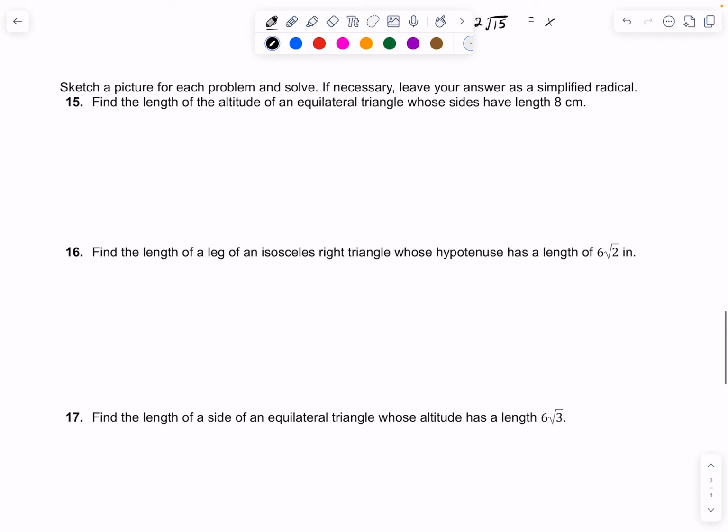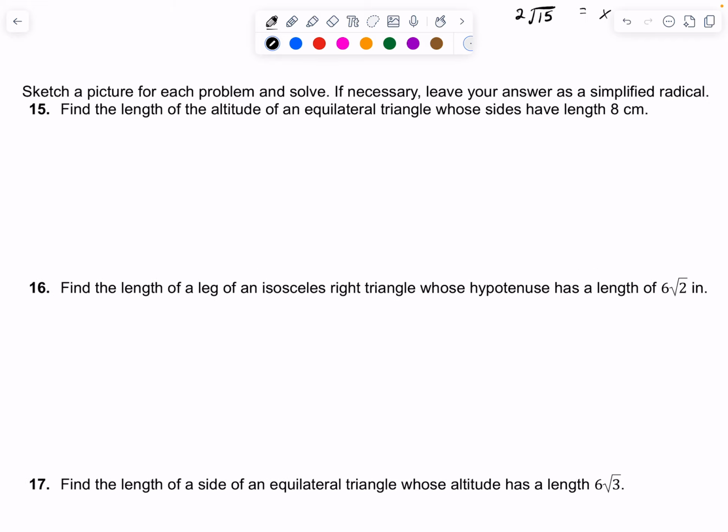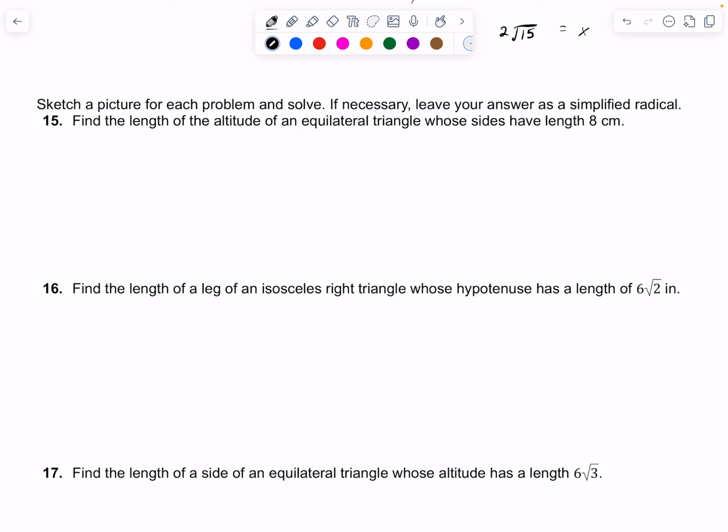All right, where they're asking us to sketch a picture and then solve. We will, again, use simplified radicals. That's totally fine. So we want to find the length of an altitude of an equilateral triangle. So let's go ahead and draw an equilateral triangle. All right, and it says the sides are 8 centimeters. So 8 centimeters, 8 centimeters, 8 centimeters.